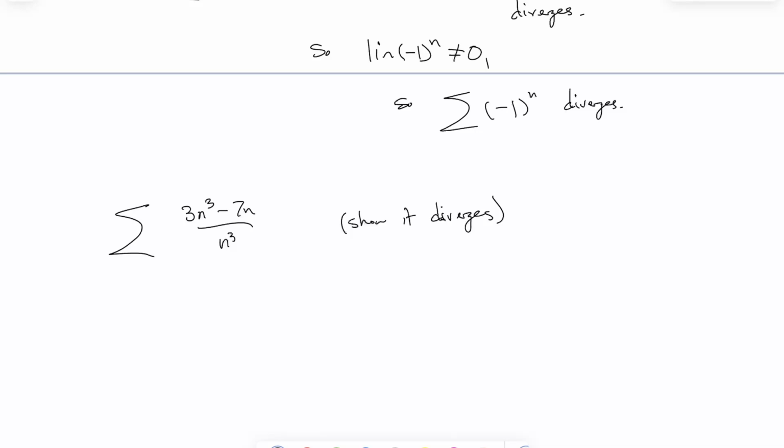Just like above, it suffices to show that the limit of the terms is not 0. So let's just try and find the limit of the terms. The limit of the terms is 3n cubed minus 7n over n cubed, right? And see what we get. If we don't get 0, then that means the series diverges. Anybody remember how to handle a limit like this? There's actually ones on the homework like this, and perhaps you just remember anyway. Yeah?